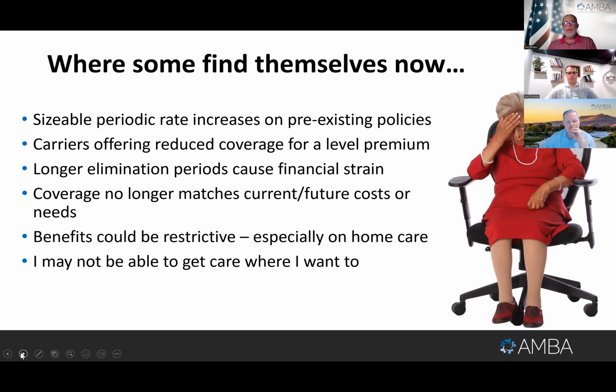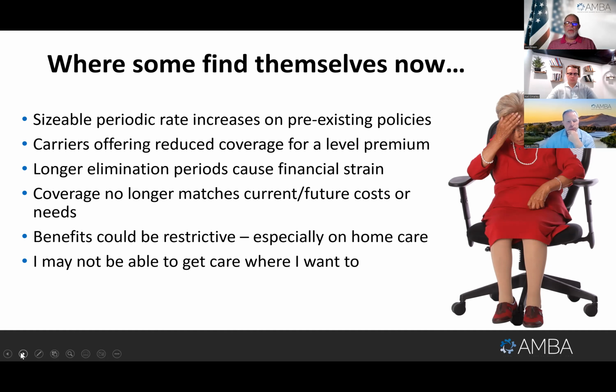Some people we find say, well, my parents went through this, but they had an elimination period that was 90 to 180 days. And we had to come up with $30,000 to $50,000 before mom could be taken care of. That puts a financial strain on there. And then you're looking at it and saying, this doesn't meet what my needs are now or in the future. So the policy plan hasn't kept up with that.